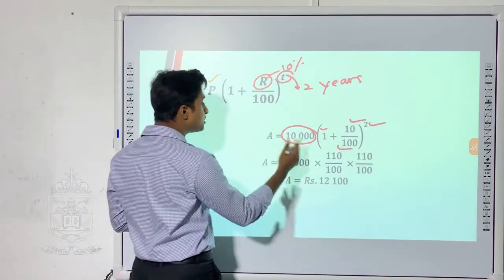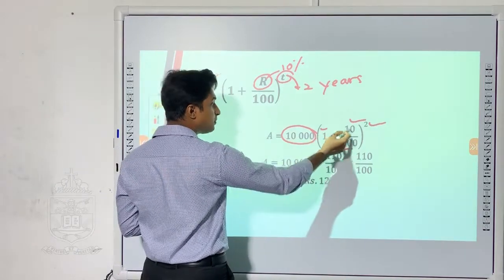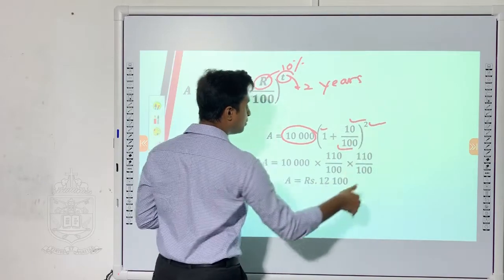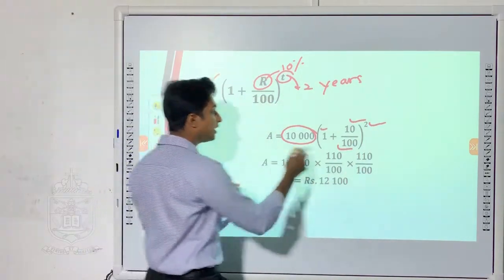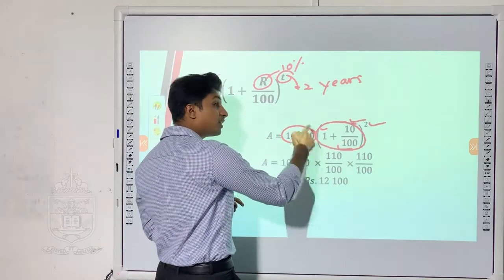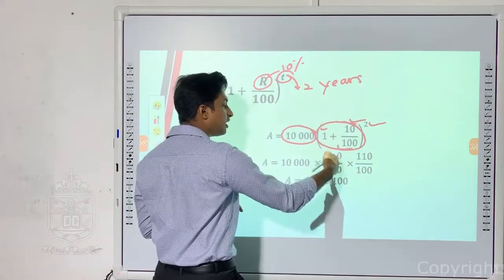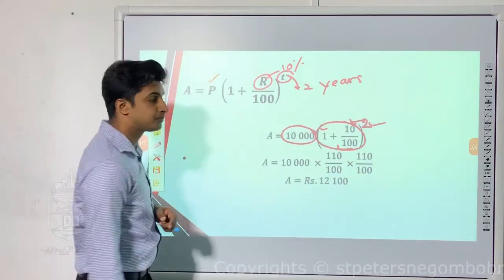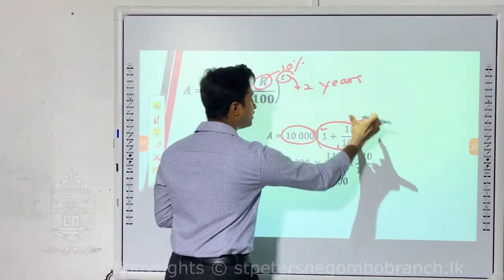So then 10,000 into, 100 times 1 is 100, plus 10 is 110, so 110 over 100 into 110 over 100. Why 110? This is sort of a mixed number. So 100 times 1 is 100 plus 10 is 110. Twice of it, because it's the power of 2. So it goes as 110 into 110.